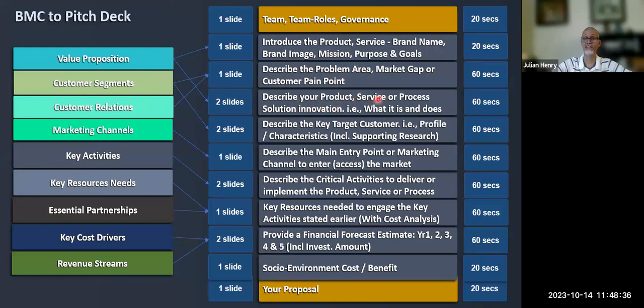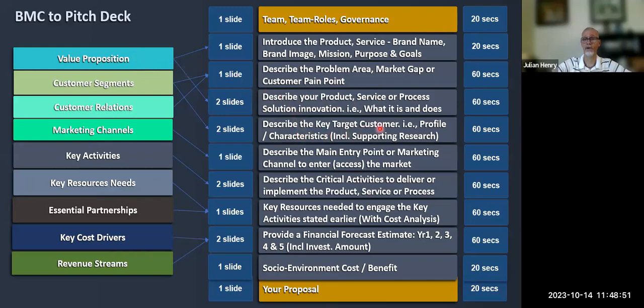Well, what it is, what it does in terms of pain relievers, gain creators, and what features it has that makes those things so effective. Again, I'm going to get that from my description of my value proposition.